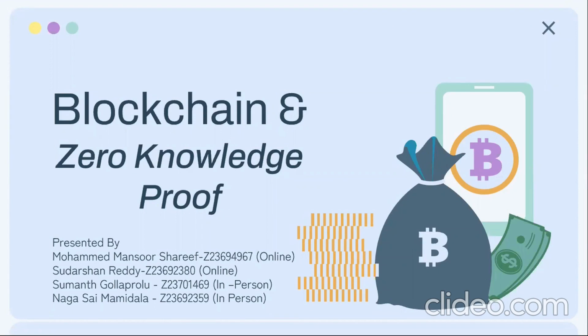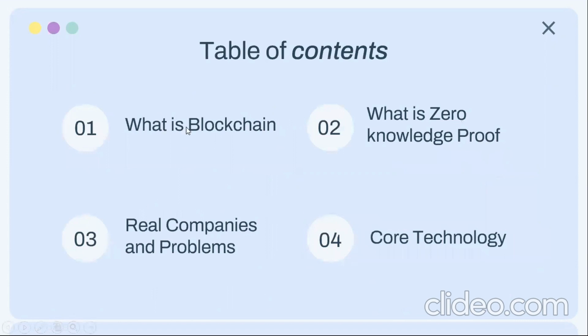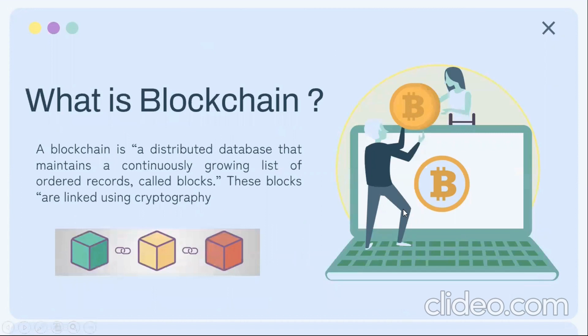Our topic for this presentation is blockchain and zero knowledge proof, which is presented by me, Mansur, Sudarshan, Sumant, and Nagasai. In this presentation, we are going to talk about what a blockchain is and how it works, what zero knowledge proof is with an example, real world companies which make use of zero knowledge proof, and the technologies that they use. So firstly, what is a blockchain?